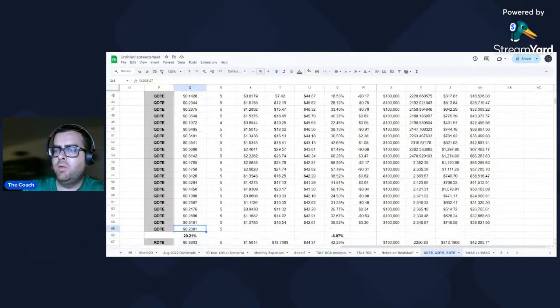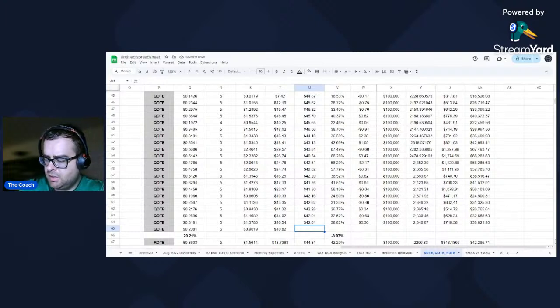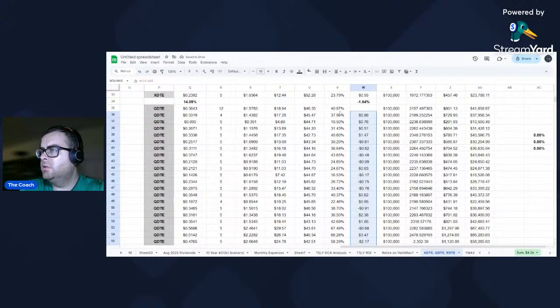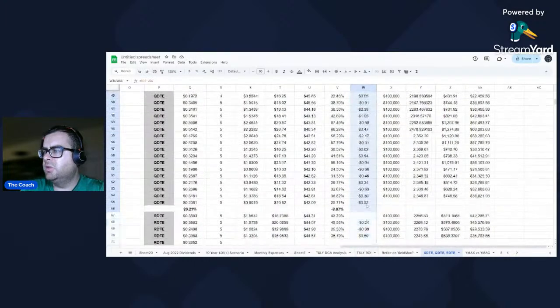QDTE paid us 21 cents this week if we round up, and that translates to 90 cents monthly, $10.82 annually. Current share price is, survey says, 42.09. So this took a hit as well. The actual annualized payout, 25.71%. 52 cents of NAV erosion this week. So that's $4.26 that this one has dropped. So this one is seeing some considerable NAV erosion of probably 9% now.